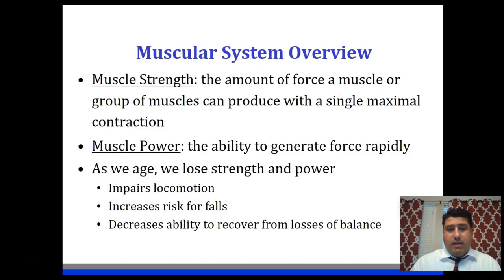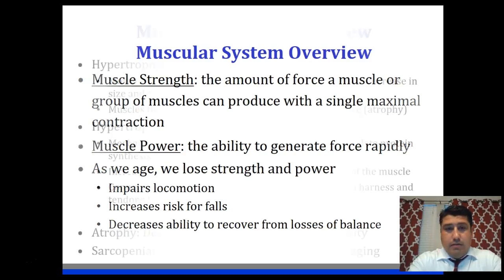But like I said, what eventually happens is that we start to lose our muscular strength. We start to lose our muscular power. And this starts to have an effect on the way we move. Again, even those who remain active throughout their life start to lose their ability to maintain their strength, and this starts to impair their function. It starts to impair their mobility. It increases their risk for falls, and it also decreases their ability to recover from loss of balance, which then again leads to falls.